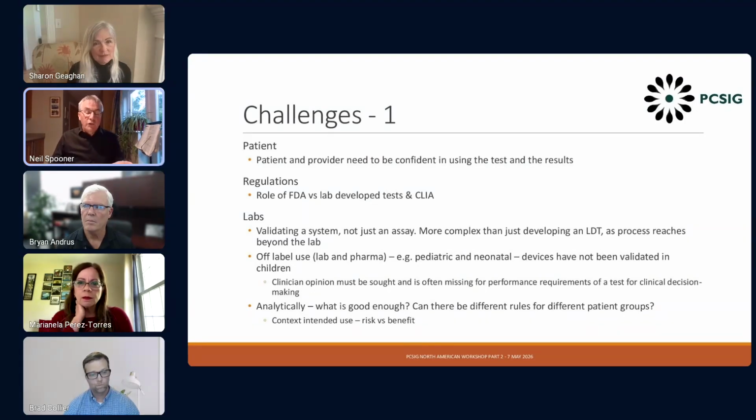The next thing we've got, regulations. We're going to just jump over that for now. We're going to come back to that towards the end of the discussion, because we want to get into the meat of the challenges around the lab and how we come up with solutions there. So, as we've seen here, some of the challenges were validating a system, not just an assay, more complex than just developing an LDT, off-label use, analytically what's good enough. So these are some of the challenges we talked about last time. People, it'd be good to start hearing some of the solutions here. Has anyone got any suggestions for how we can move forward with solutions?